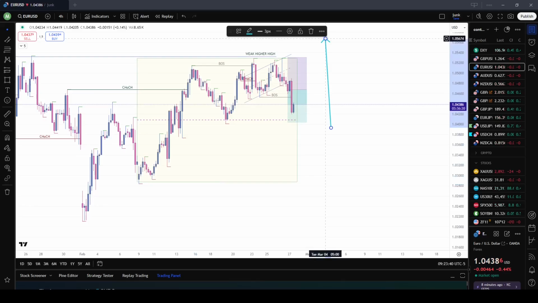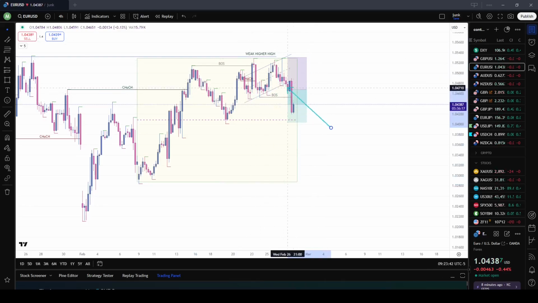So, like I said, I don't know how long I'm going to stay in the trade, but I am expecting to take out this liquidity. It may not stay in much longer, but I would see how price action plays out. Any news today could affect it.